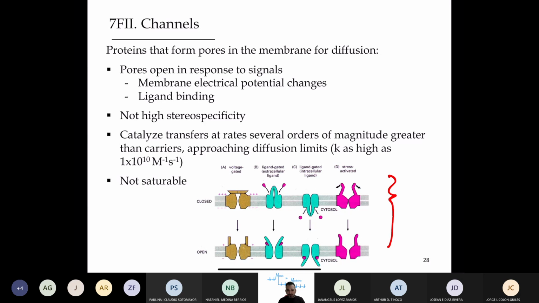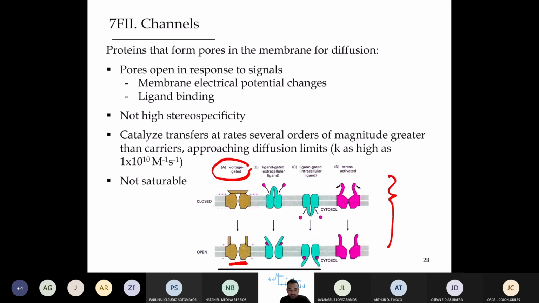We have a few representations here. For instance, you have the one that's voltage gated. That is regulated by a change of potential, and that leads to an opening of the pore in order to facilitate movement.